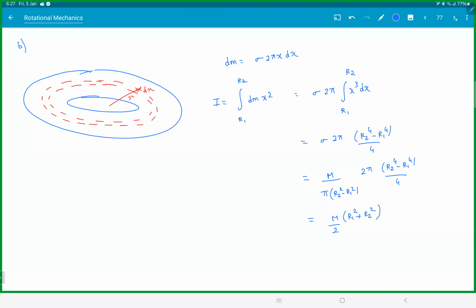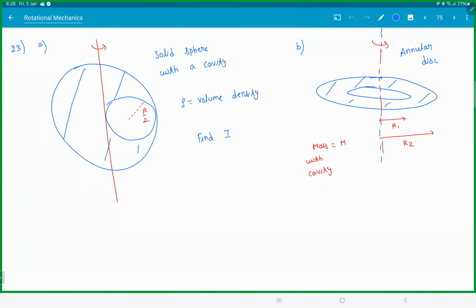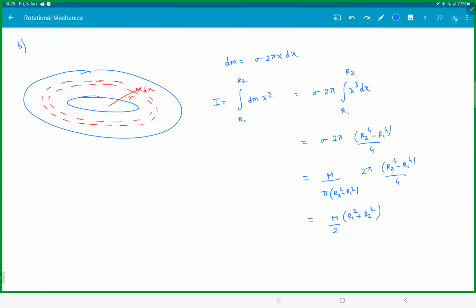Lakshika, you got a 2. Didn't get a 2, no? Yeah. How to verify the answer? Simple, no? Put R1 is equal to 0. If R1 is equal to 0, it becomes a full disk, isn't it? If R1 is 0, means there's no cavity, isn't it? So in the options, if you keep R1 0, I should get MR square by 2.